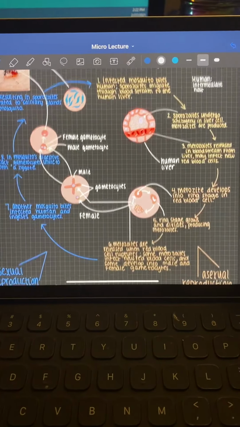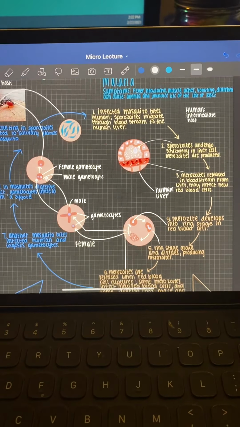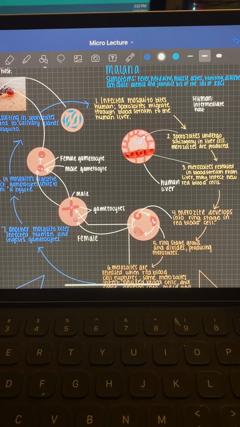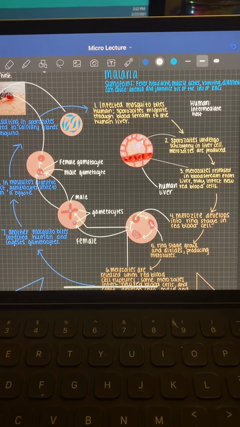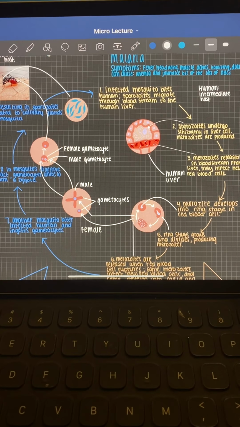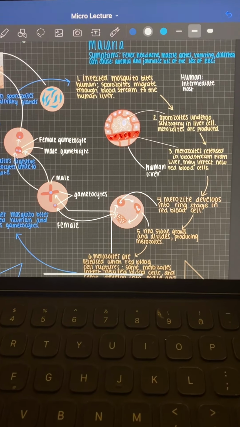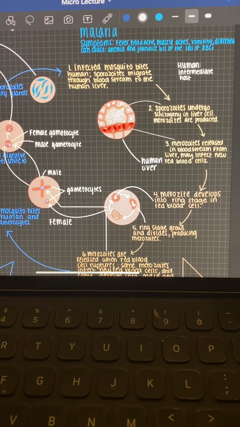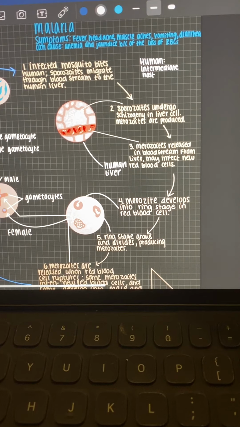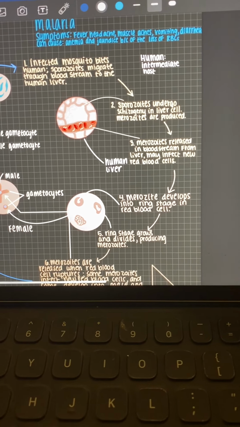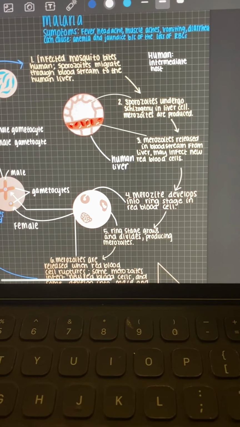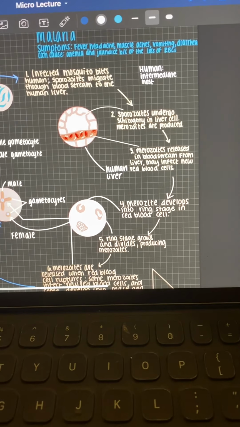All right, so starting with the human intermediate host side, first the infected mosquito bites the human. Sporozoites migrate through the bloodstream into the human liver. So the sporozoites undergo schizogony in the liver, and the merozoites are produced.